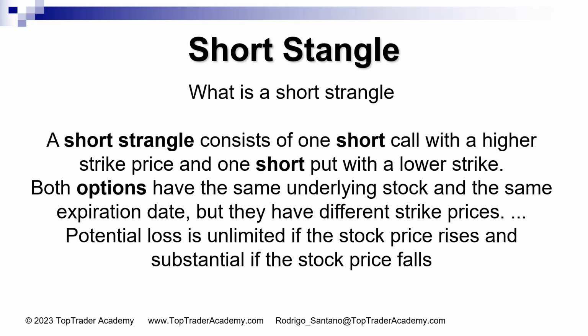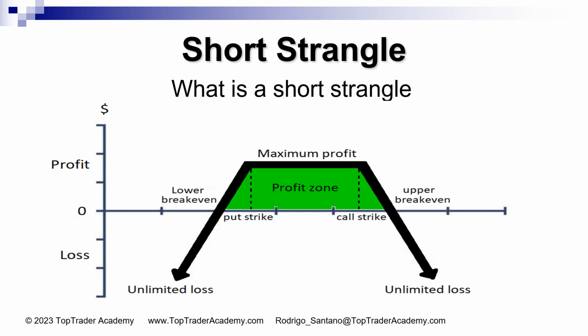So let's start with what's a strangle. A short strangle consists of one short call with a higher strike price and one short put with a lower strike price. Both options have the same underlying stock and the same expiration date, but they have different strike prices as we mentioned above. Potential loss is unlimited if the stock price rises and substantial if the stock price falls. And this is what it looks like.